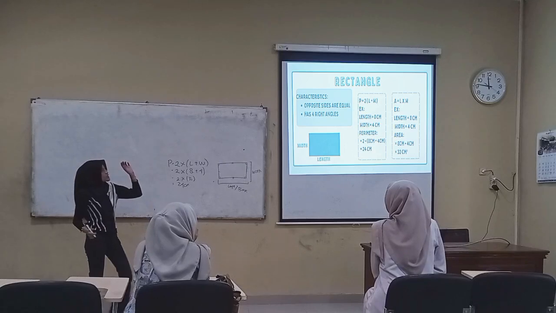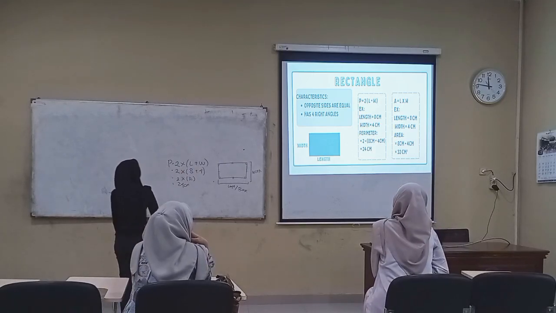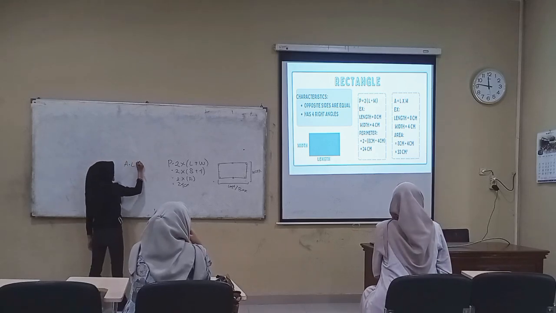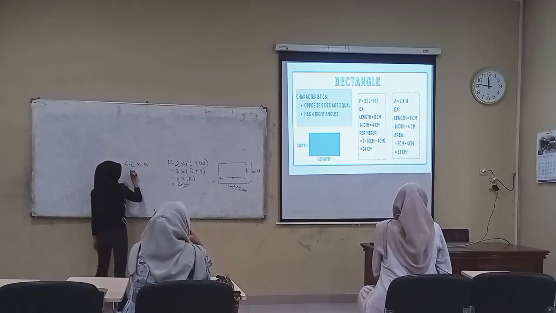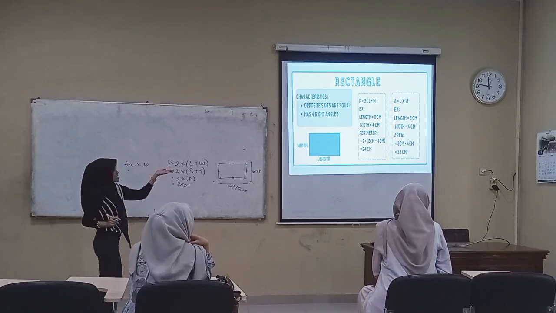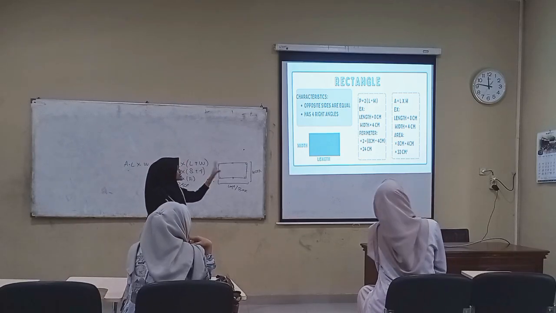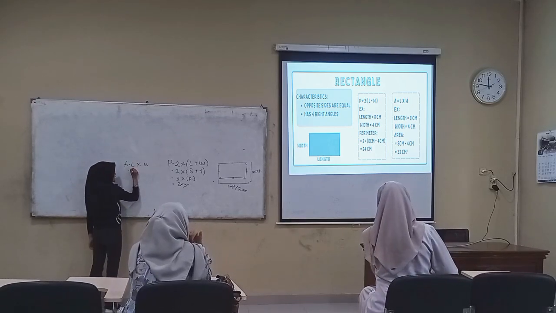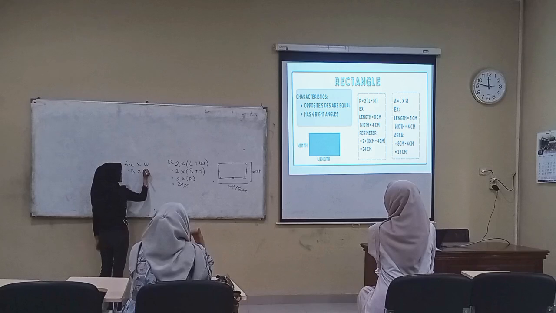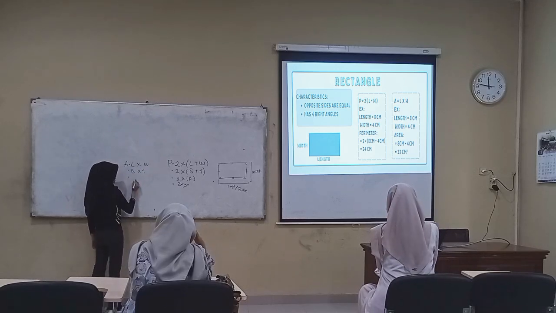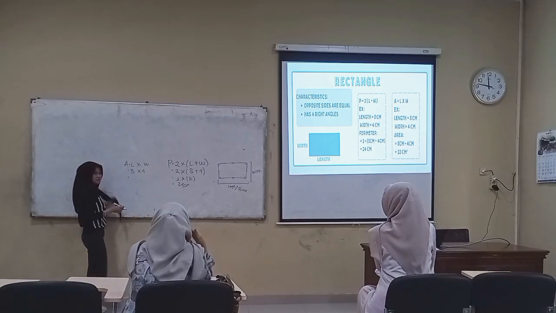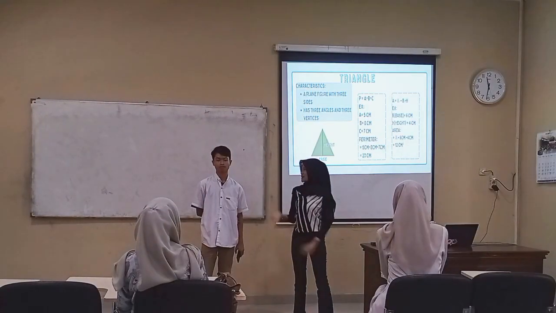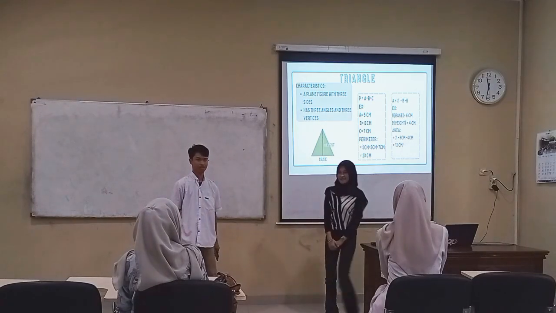And the last one is area of rectangle. Area of rectangle is length times width. The example, the length is 8 centimeter and the width is 4 centimeter. Then the area of rectangle is 8 times 4, which is 32. Correct. Okay. Next, Mr. Rashi will take over.